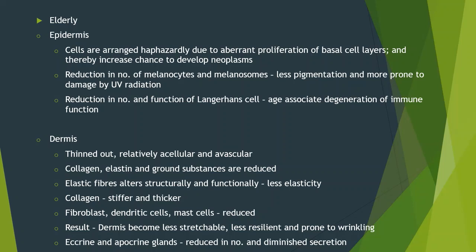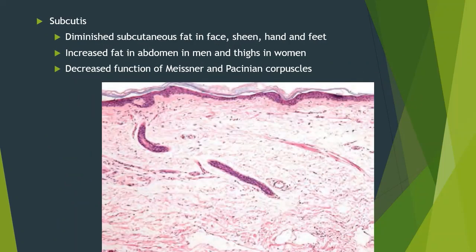The eccrine and apocrine glands are also reduced in number. The secretion is also diminished, and in the subcutaneous tissue, the subcutaneous fat is diminished in the face, shin, hand, and feet. And abnormal fat depletion occurs in the abdomen in case of men, and on the thigh in case of women. And decreased function of Meissner and Pacinian corpuscles is seen in elderly individuals.